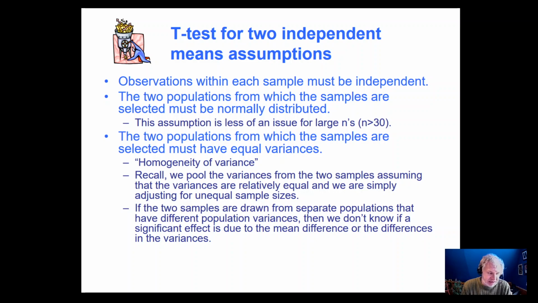But for smaller sample sizes, say less than 30, we have to worry about whether the data is normally distributed. And the second piece is I want my variances to be roughly the same for my two populations for my independent means t-test. And that's referred to as homogeneity of variance, and we'll get into that calculation in a bit.